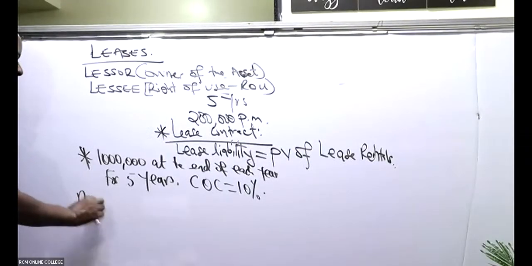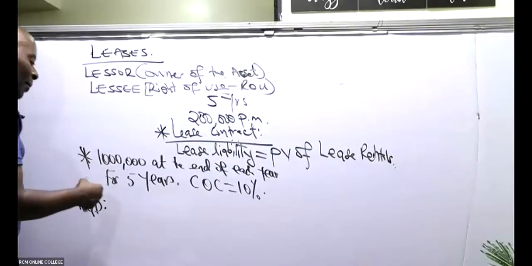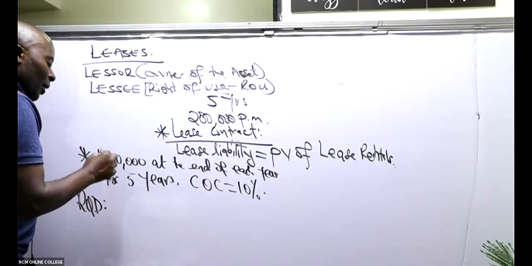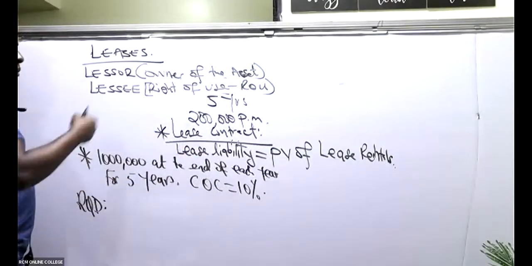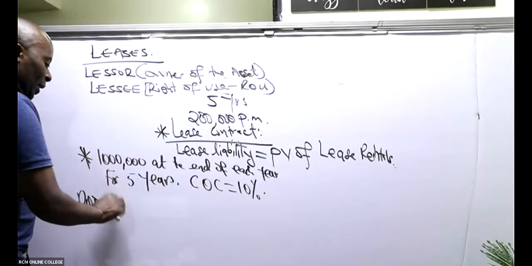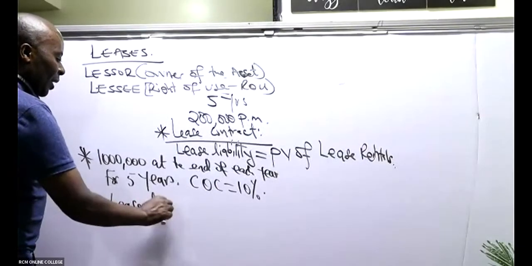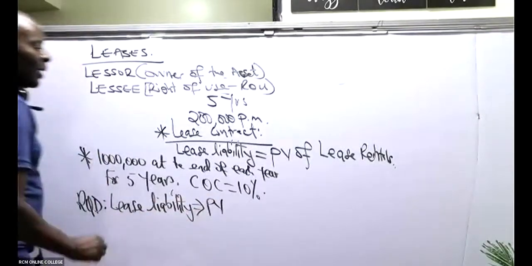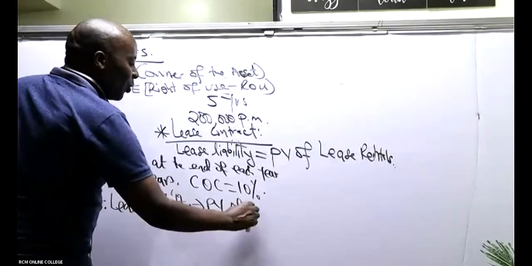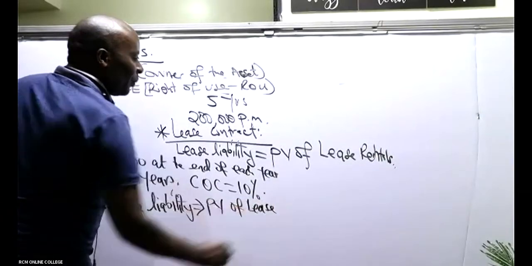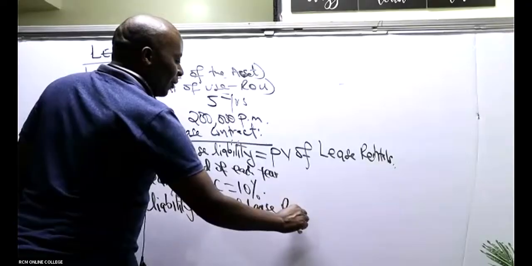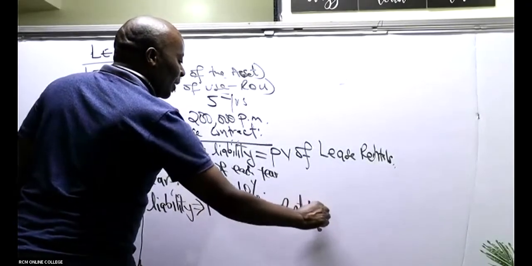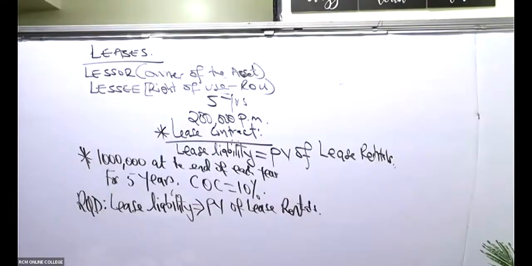And then now, ladies and gentlemen, we are required to do something very simple. We are required, first of all, to know the amount of lease liability we owe. So how do we get the lease liability? They want us to get the lease liability. Can I give you 2 minutes? Somebody should be able to come and give me the present value of these lease rentals. Automatically this is what is going to become my lease liability.